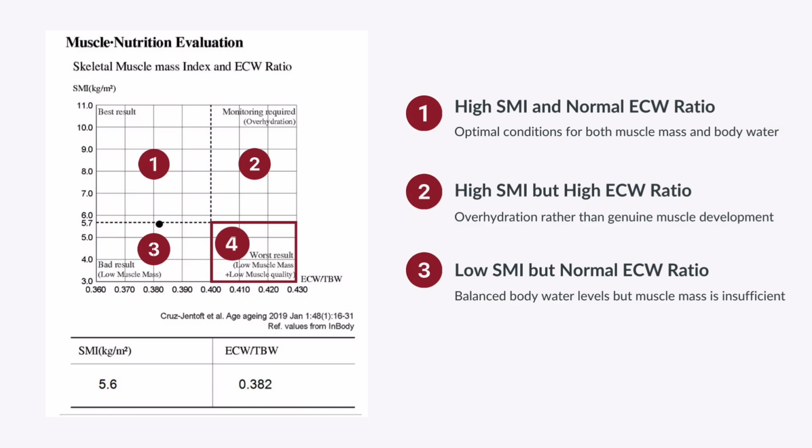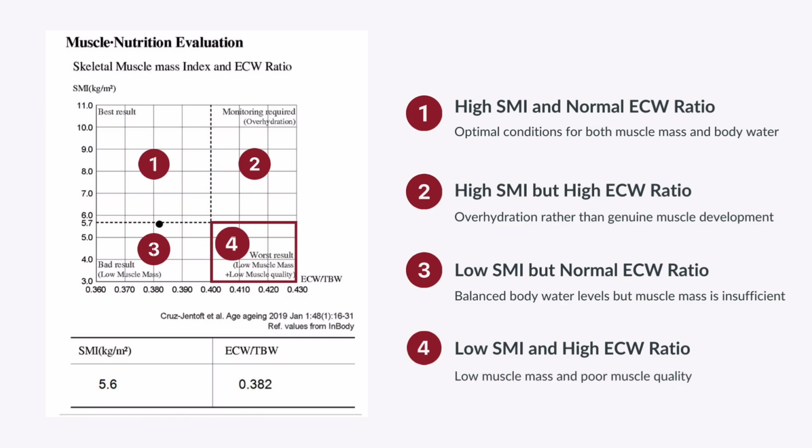However, if your data falls into the fourth quadrant, indicating low SMI and high ECW ratio, it points to both low muscle mass and poor muscle quality. This combination reflects the most concerning scenario, requiring immediate attention to address muscle deficiencies and overall health.